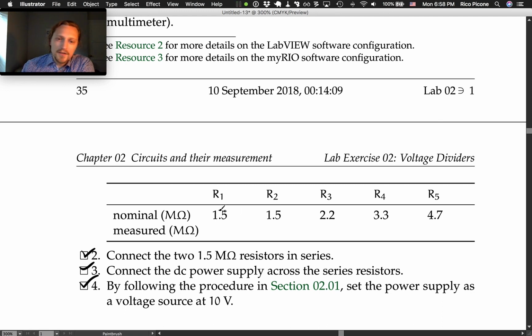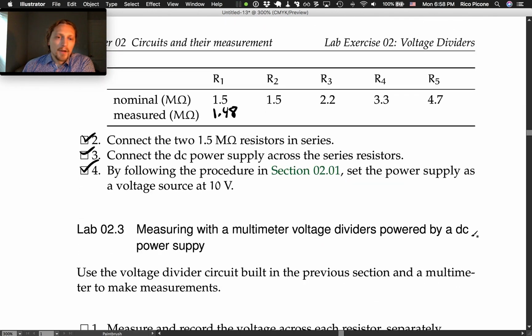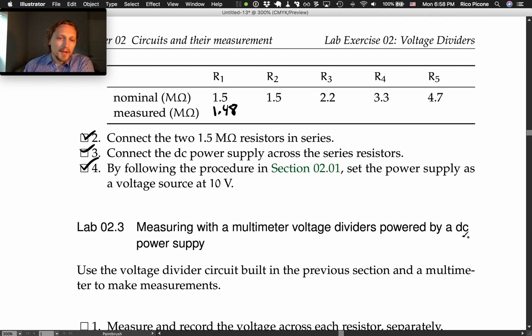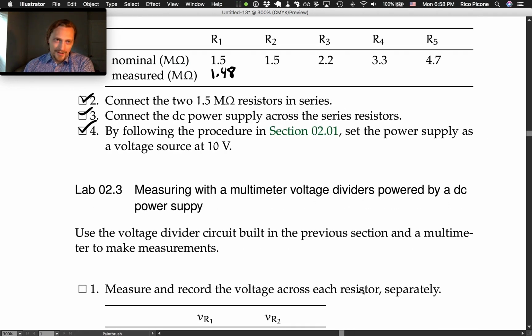So resistor R1 is nominally 1.5 mega ohms. Measure the resistance, and maybe it's 1.48 mega ohms, for instance. And so you put that in, and you go through and you fill out your whole row there. You go through each step, and if you skip steps, it's going to be a big headache. So just really, make sure you go through each step and understand it.